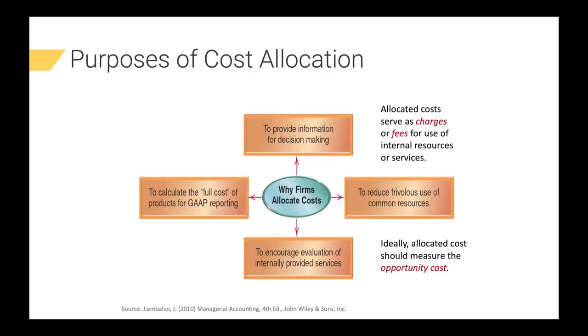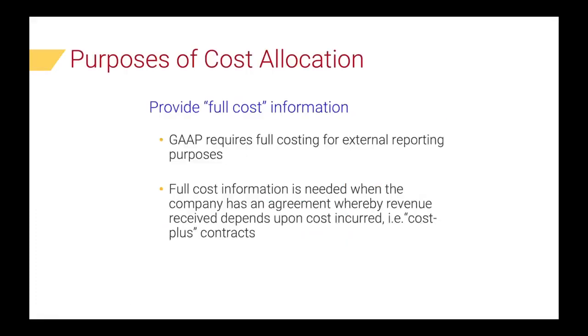Allocated costs serve as charges or fees for the external resources or services. Ideally, allocated costs should measure the opportunity costs. The purpose of cost allocation is to provide full cost information. GAAP requires full costing for external reporting purposes. Full cost information is needed when the company has an agreement whereby revenue received depends upon cost incurred.